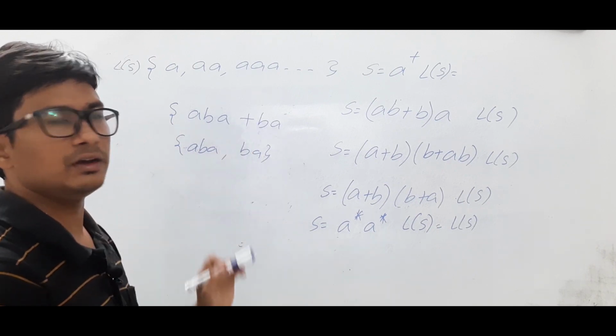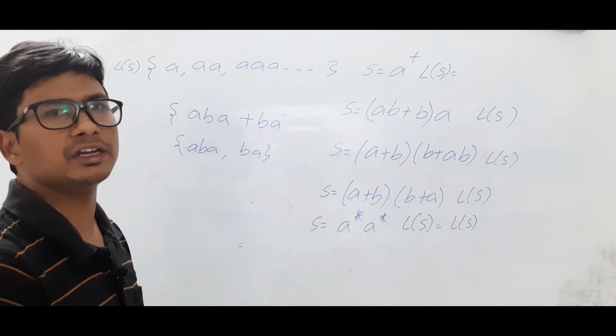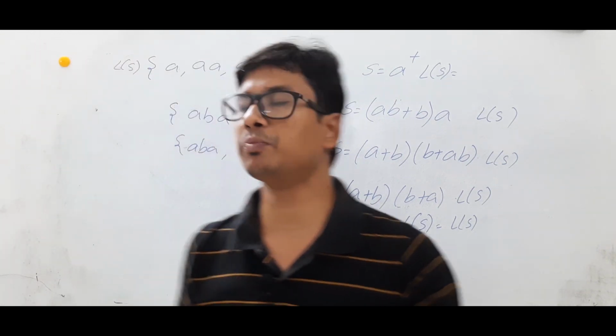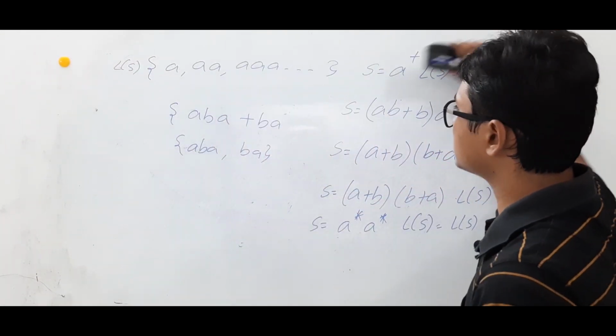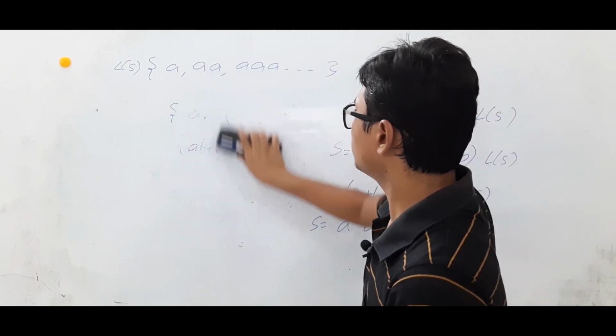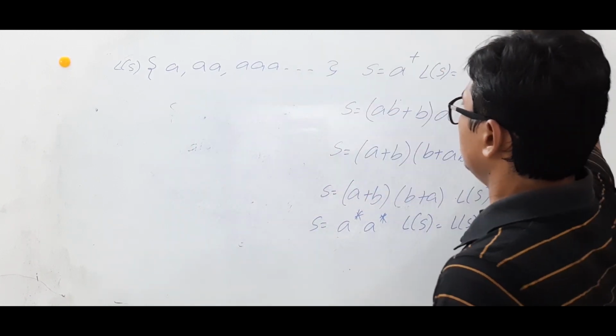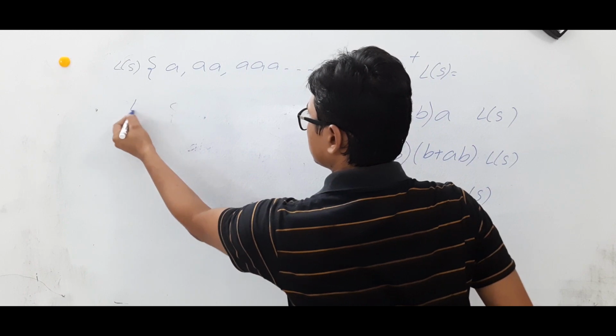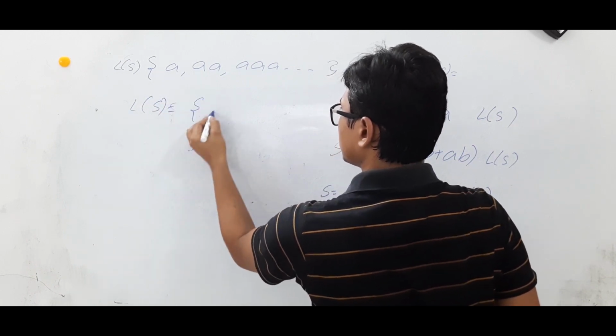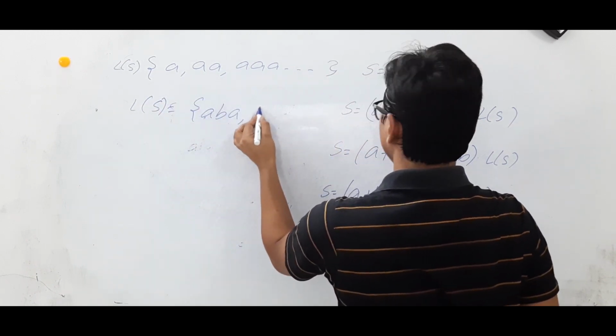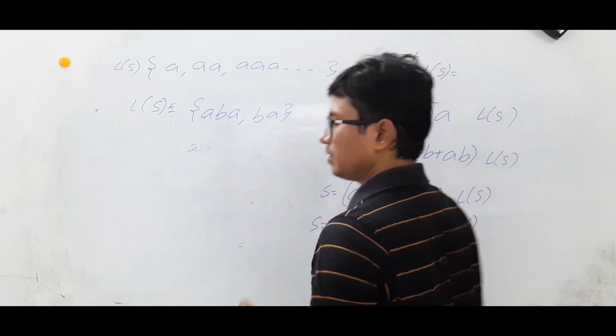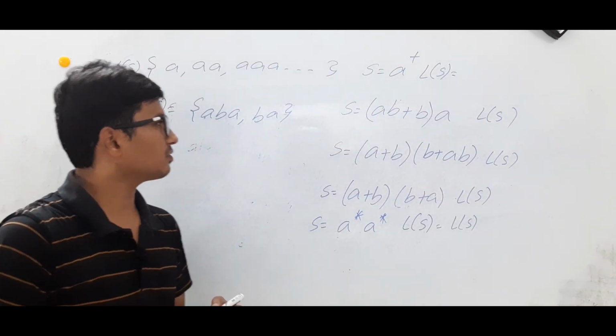So I got ABA. One time I will take ABA, another time I will take BA. Means anything can be possible. That is what I want to say. So the language for this one is ABA or BA. Okay, so these are the set of strings possible.